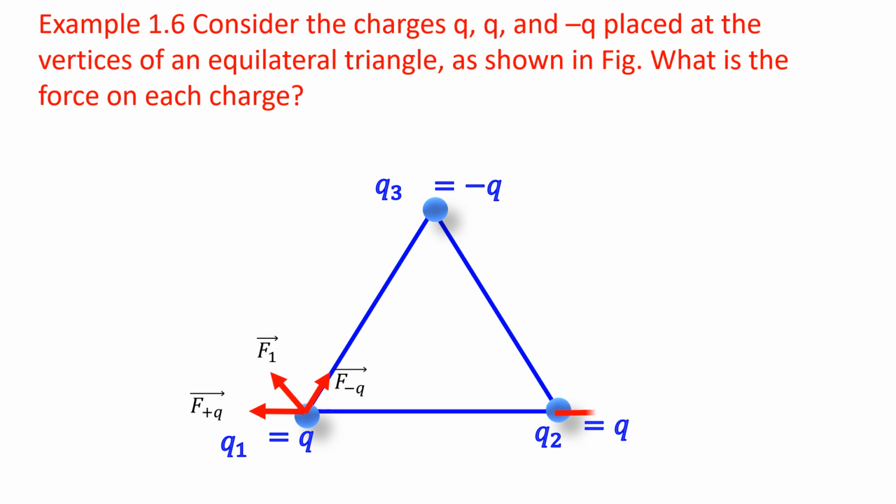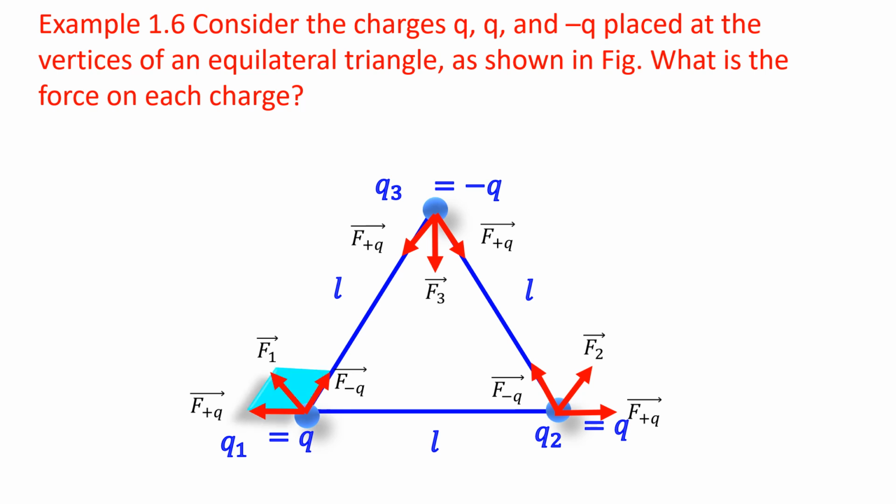The force on the charge Q2 by the charge Q1 is F vector plus Q. The force on the charge Q2 by the charge Q3 is F vector minus Q. So the resultant force is F2 vector. The force on the charge Q3 by the charge Q1 is F vector plus Q. The force on the charge Q3 by the charge Q2 is F vector plus Q. So the resultant vector is F3 vector.